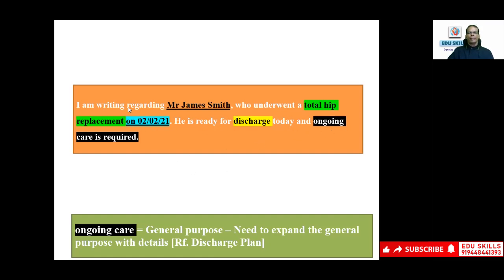You see the timeline? So who underwent, that is past tense, total replacement, that is past tense, in 2/2. And he is ready for discharge. What is happening? The present tense, present timeline, we call it more than the tense. I'm telling you the timeline. Today, discharge today. What's happening now? What happened? What is happening now? What has to happen next? That is, ongoing care is required. What is to be done next? The future timeline. The past, present, and future timeline is clearly given in the particular introductory paragraph.